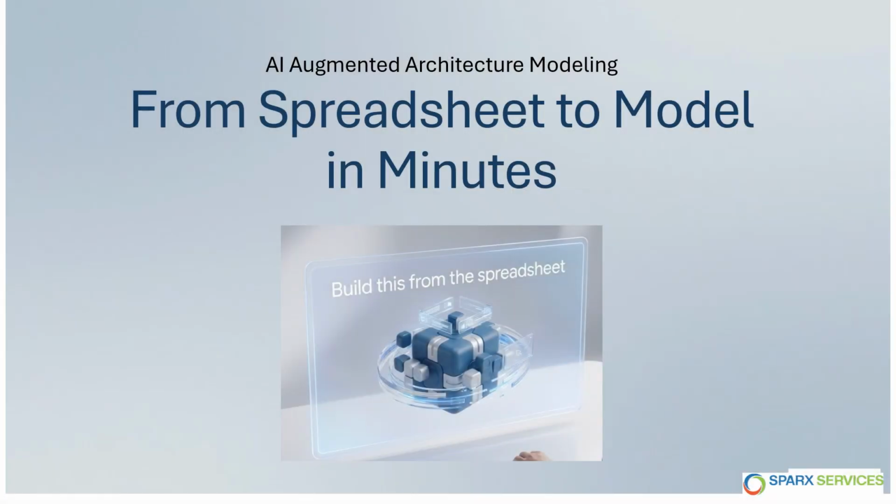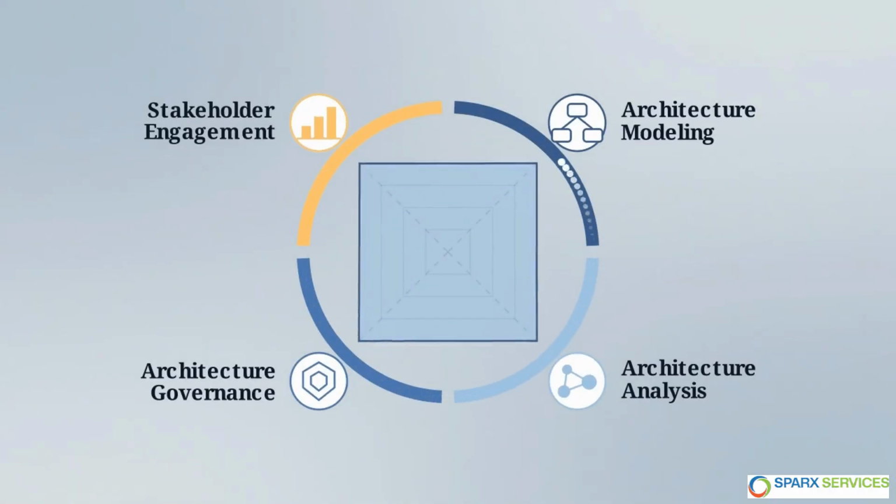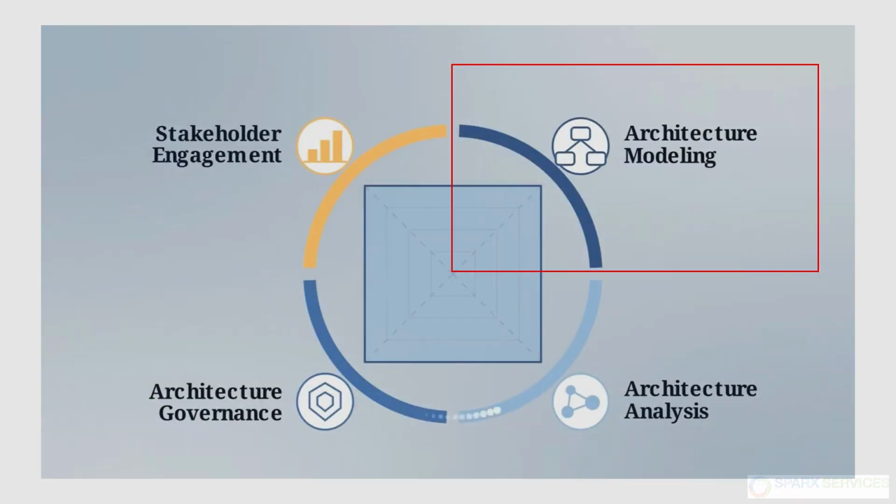You already know what you want to model. Don't waste time clicking buttons and entering text by hand. With AI power tools for Sparx EA, you can go from spreadsheet to architecture model in minutes. There are 4 AI-augmented architecture use cases: modeling, analysis, governance, and stakeholder engagement. And this video focuses on the modeling use case.